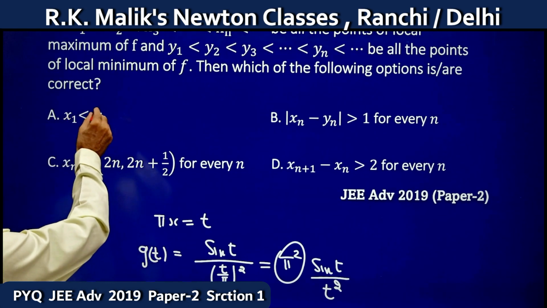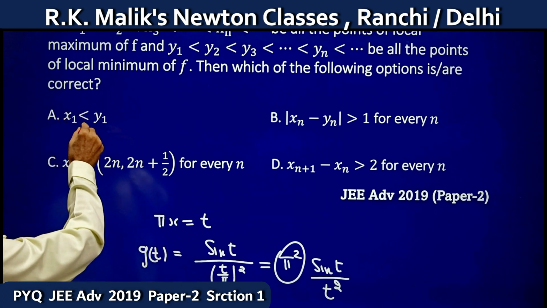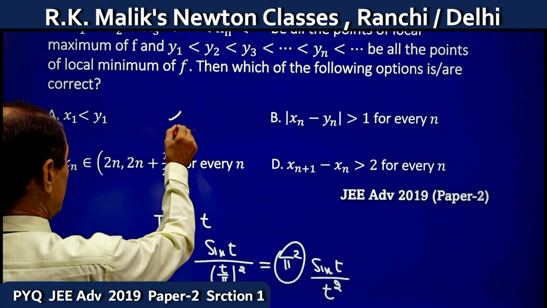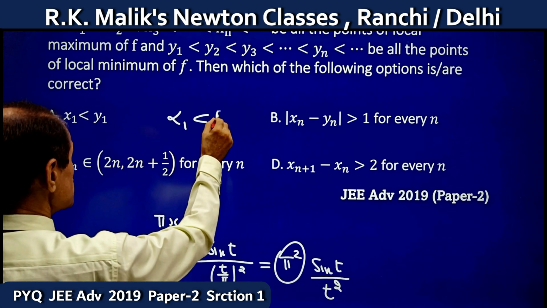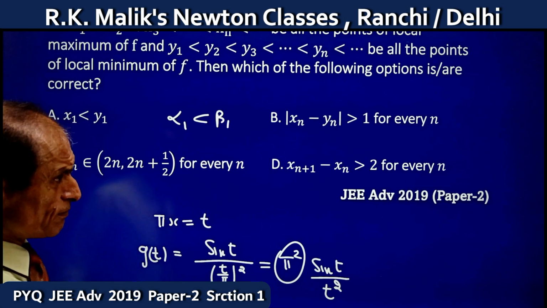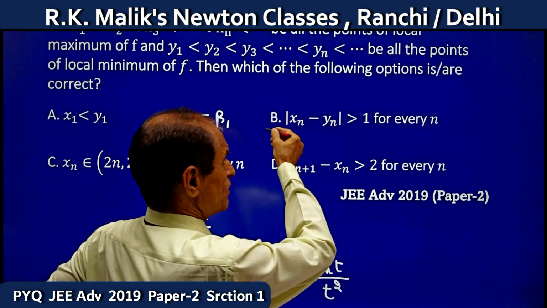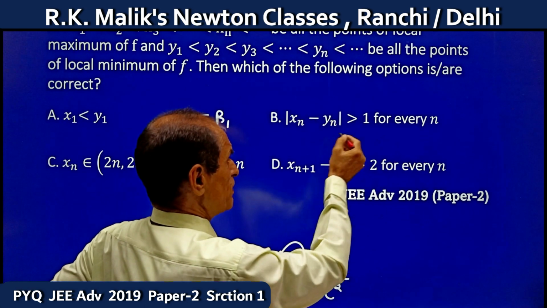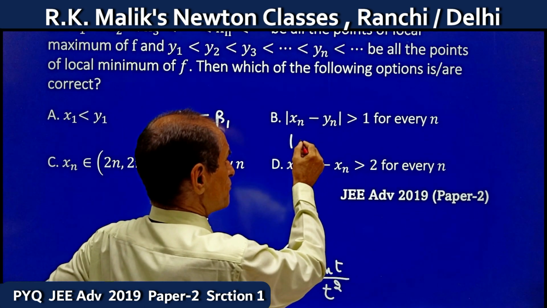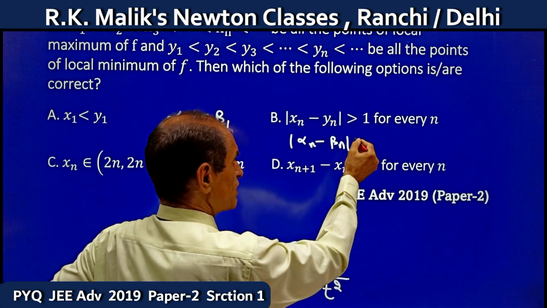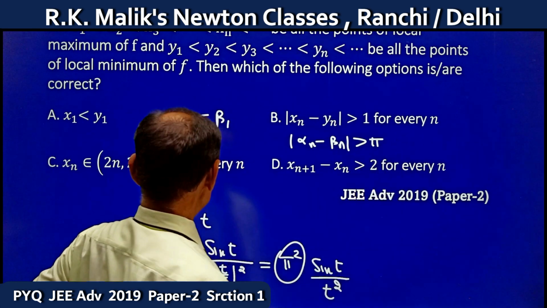And to check this, pi x1 less than pi y1, that is, I have to check alpha 1 less than beta 1. To check this, multiply the whole equation by pi, and I get mod of alpha n minus beta n greater than pi.